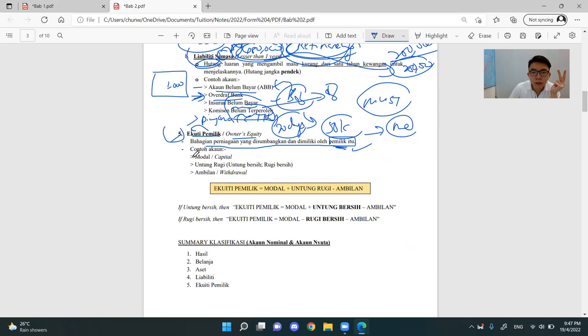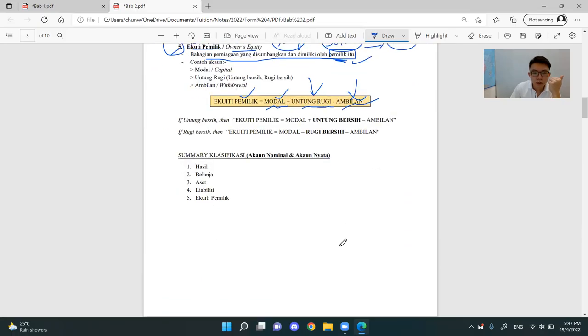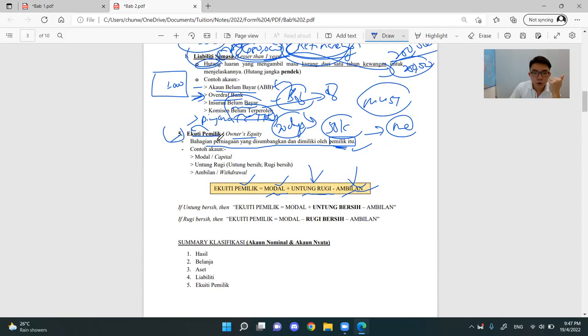So here is a formula that you need to know. The equity formula equals your modal. Modal means capital. Then tambah untung rugi. Untung rugi, later we'll learn how to calculate it. And then you have to minus your ambilan, withdrawal. Because when you earn money, you put it into your untung rugi. When you withdraw money, you put it into ambilan. All right, so that's it for your equity formula.